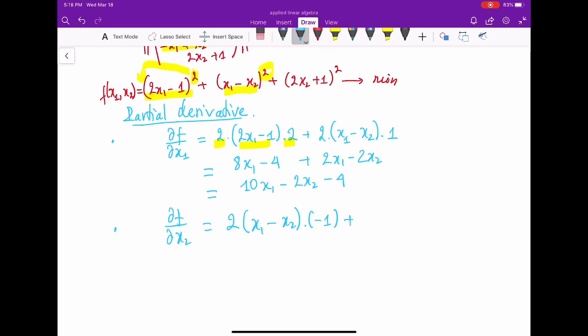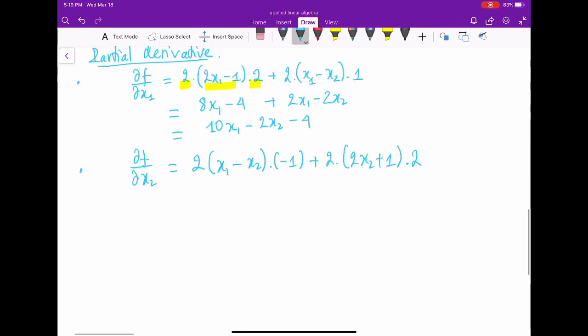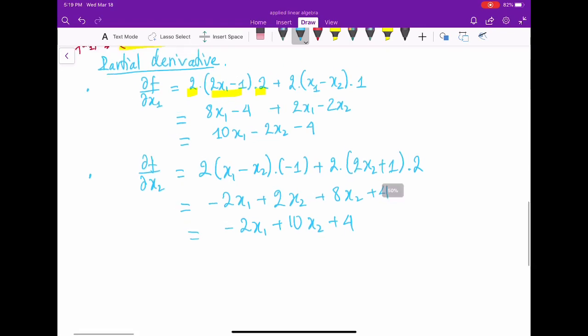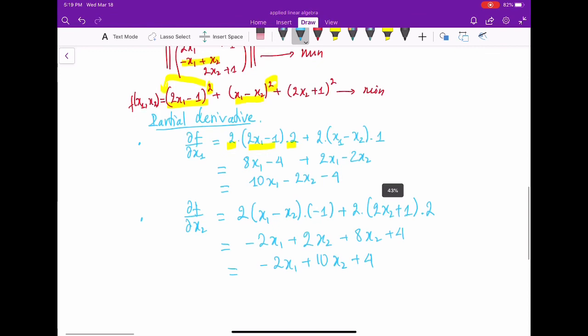For the last term I have 2 times (2x2 plus 1) times 2. Let's simplify this. I will get negative 2x1 plus 2x2, and then here I have 8x2 plus 4, right? And that is negative 2x1 plus 10x2 plus 4. So now we already have the partial derivatives of this function with respect to x1 and x2.